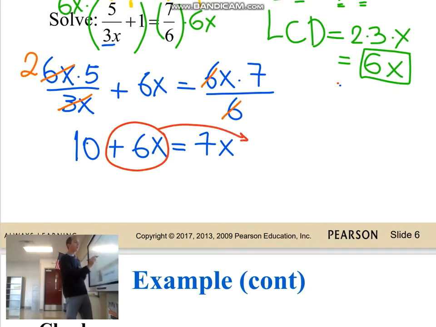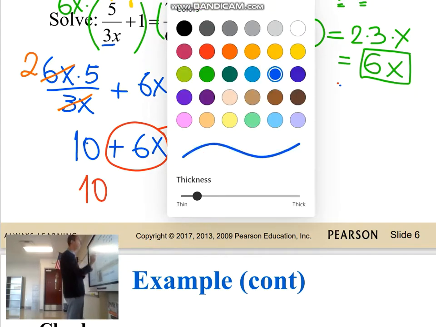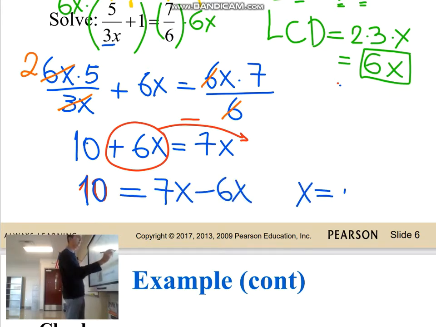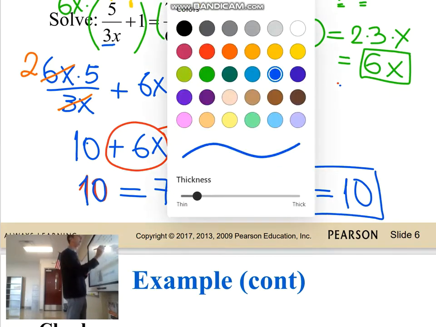Applying the addition property, we're going to move this positive 6x to the other side. If we apply the addition property, it will show up on the other side as negative 6x. So 10 equals 7x minus 6x. That means x equals 10. That is the answer.